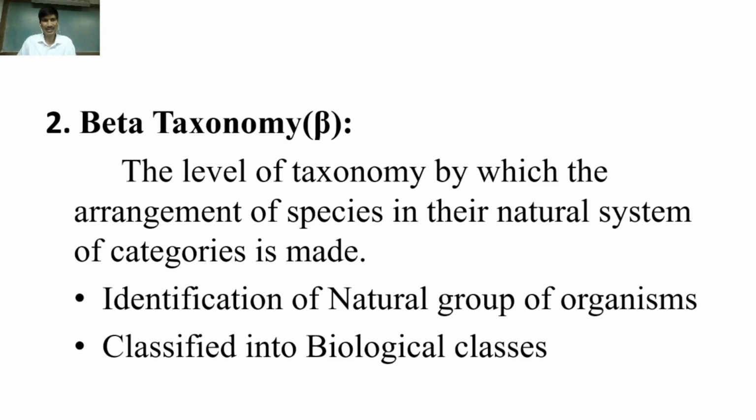Then the second level of taxonomy is the beta taxonomy. The beta taxonomy level arranges the species in natural categories. This type of arrangement is carried out by taxonomists, and it includes the identification of natural groups of organisms. Suppose we think about a butterfly. The taxonomist puts the butterfly in the specific order of insects. Similarly, it is classified into the biological class.